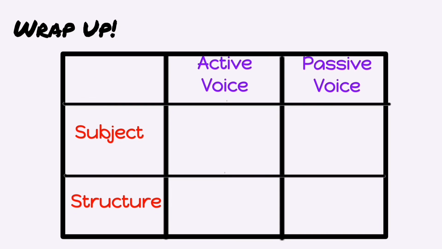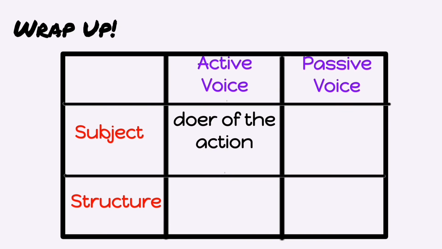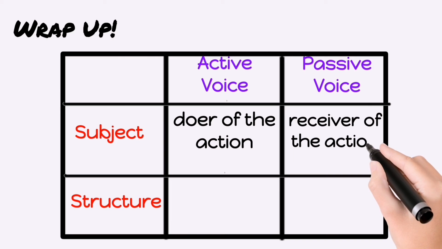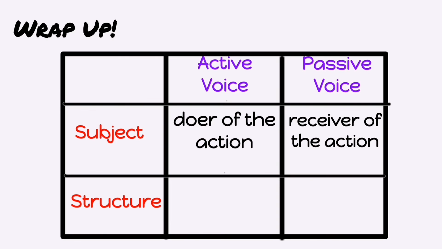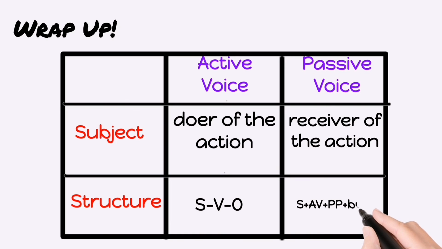Now, let's wrap up the basic concepts of active and passive voice. In active voice, the subject is the doer of the action, while in passive voice the subject is the receiver of the action. In terms of sentence structure, the active voice follows the basic sentence pattern, subject, verb, object, or SVO. On the other hand, passive voice has subject, plus auxiliary verb, plus past participle of the verb, plus preposition by, plus object, who is the doer of the action.